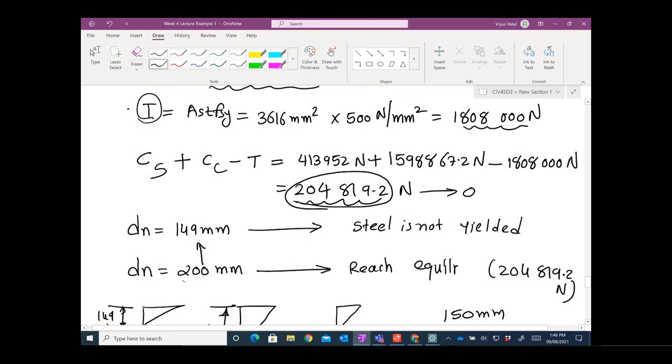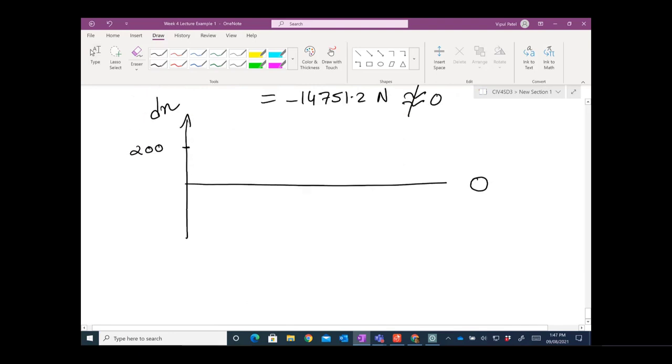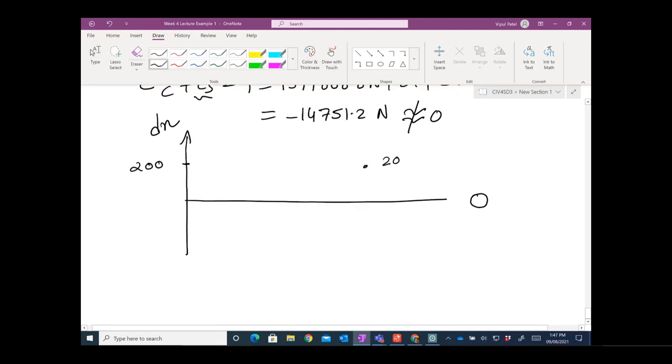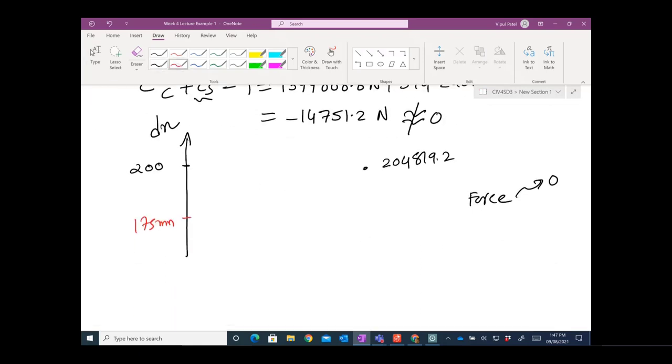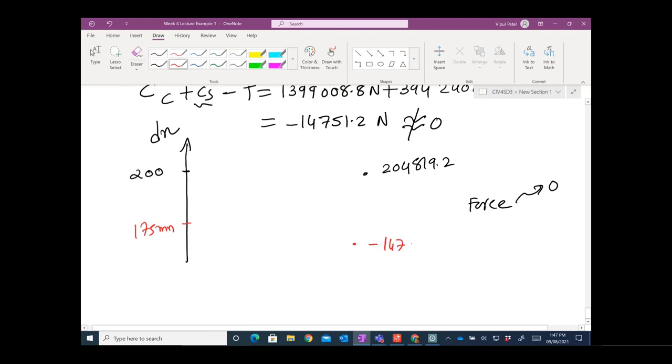When DN is 200 millimeters, your force is 204,819.2. Let's say this is the force, that's the residual force, that you need to make zero. And then when you have 175, we got a negative value, which is -14,751.2. Now we need zero, somewhere we need zero.